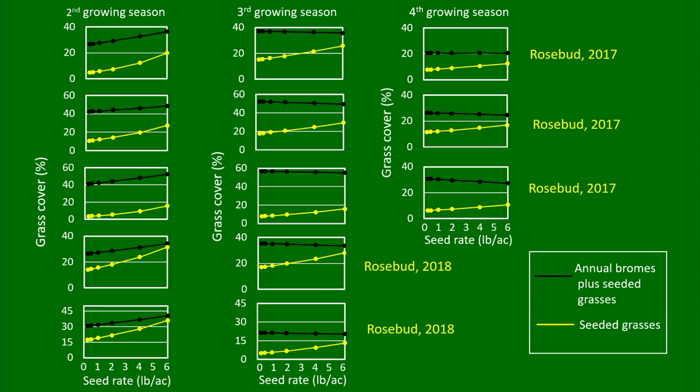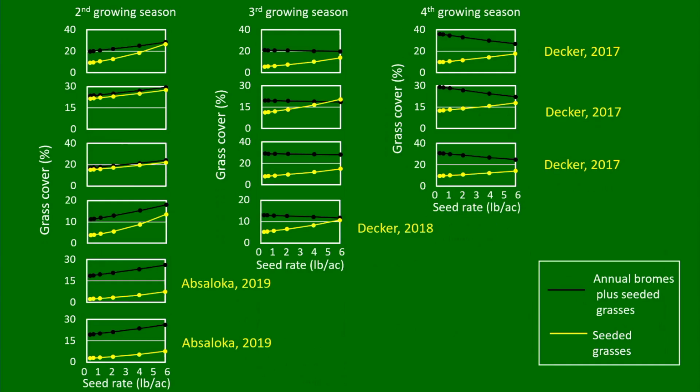Well, what we have here, the yellow lines are the same as what I showed before, and that's cool season, seeded grasses, and the black line is annual bromes plus seeded grasses. So whereas we get this gradient in most cases of increasing seeded grass cover with increasing rate, once you add on the annual brome cover, that effect becomes highly attenuated. So the logical explanation is that reducing seeded grass cover to give the weaker species an opportunity to establish didn't lower overall competition because of annual bromes. This is just more of the same.